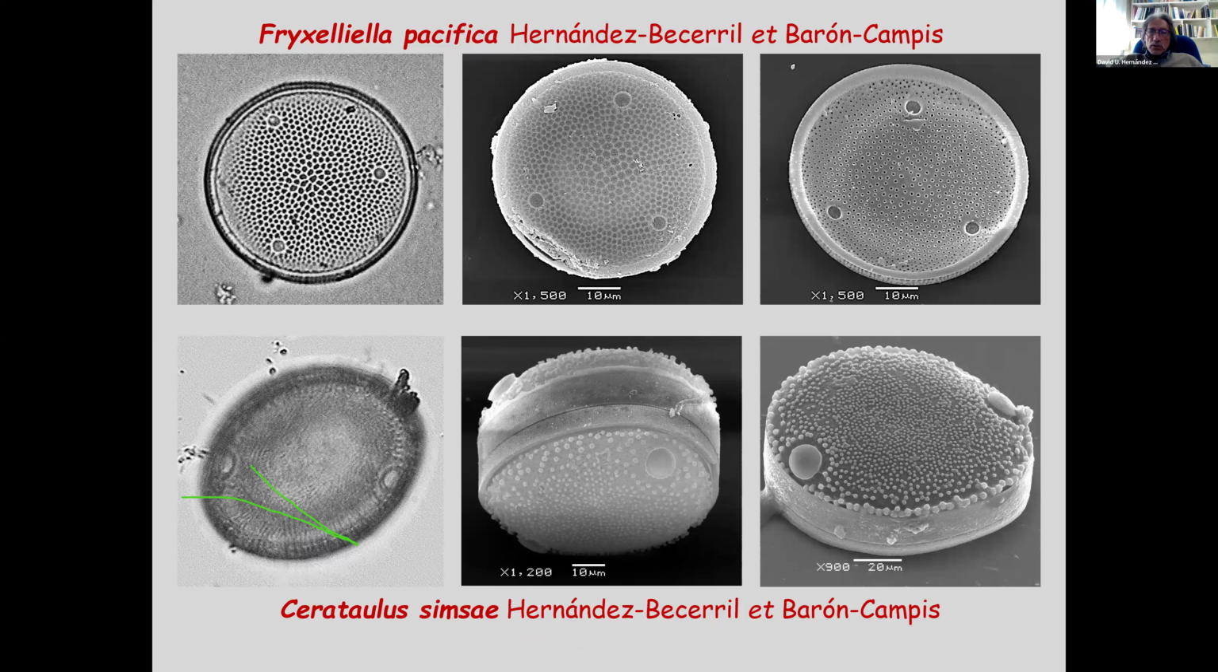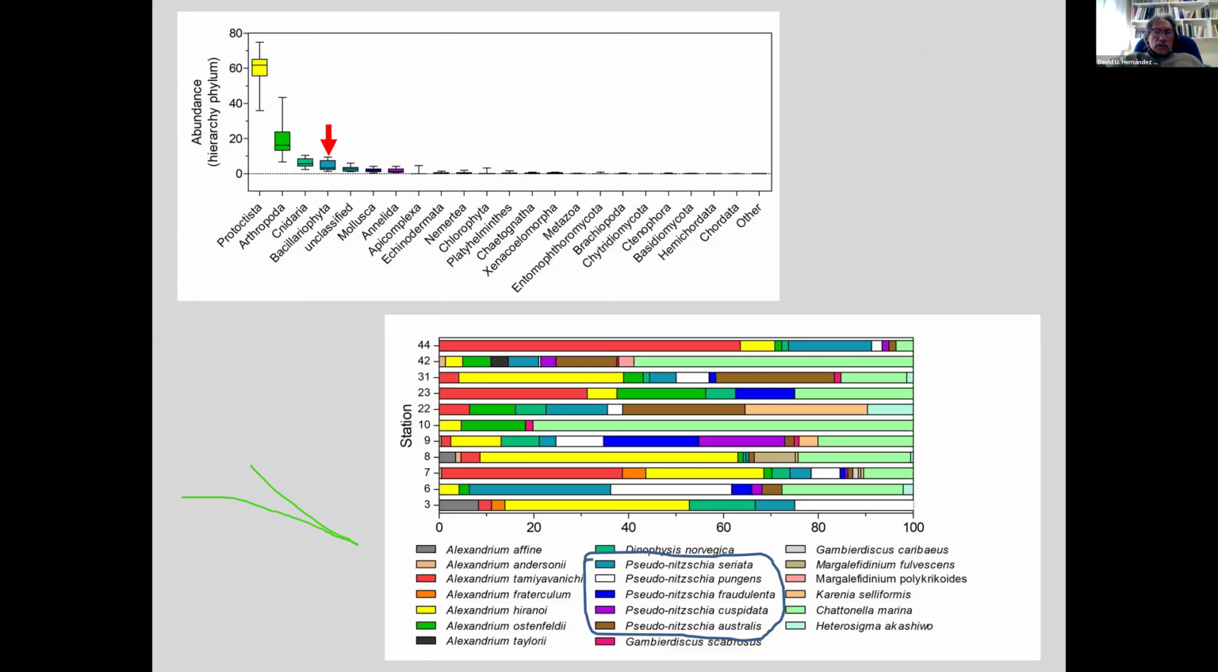2 new species were also described not from the planktonic diatoms, but also from the epipsammon, this environment in the sediments. We found 2 different species, Phyxeliella pacifica, new species, and Cerataulus simsae, dedicated to Pat Sims. Right.